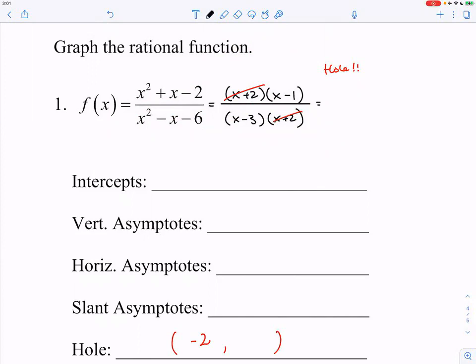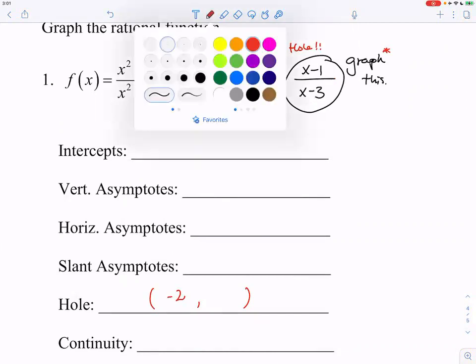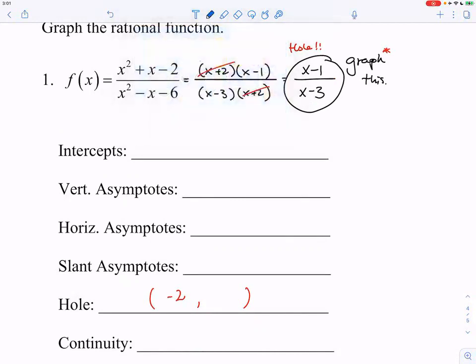All right, so let's go ahead and write down the simplified expression. We have x minus 1 on top and x minus 3 in the bottom. So this is what we would graph. I'm going to put a little asterisk right here because we have to take care of the hole. It's not entirely this one, we just have to take care of the hole. Now, there's no particular order to do things, as long as you know what to do.